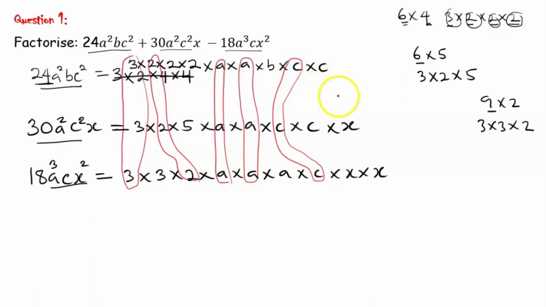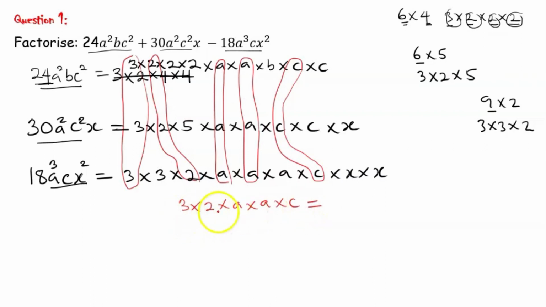Okay, what other thing can we see? This is C, C is common, X, X is not common. Okay, is 5 common? No, 5 is not common. All right, so what we can see is 3 multiplied by 2, then there is 2, then we have A, we have another A, then we have C. Okay, these are all the common factors that we can see.